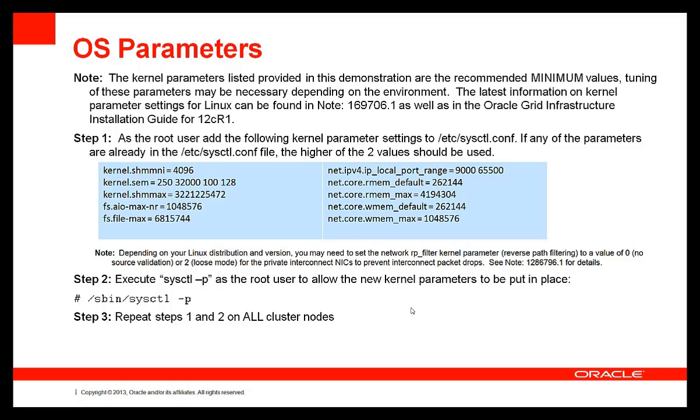So step one is to add the recommended kernel parameters to /etc/sysctl.conf. They're listed below. If you have higher values already in your /etc/sysctl.conf file, the higher of the two values should be used. Once the entries have been placed in the sysctl.conf file, you'll run sysctl -p as the root user to allow the new kernel parameters to be put in place, and you'll repeat steps 1 and 2 on all cluster nodes. So we'll go ahead and perform that configuration now.